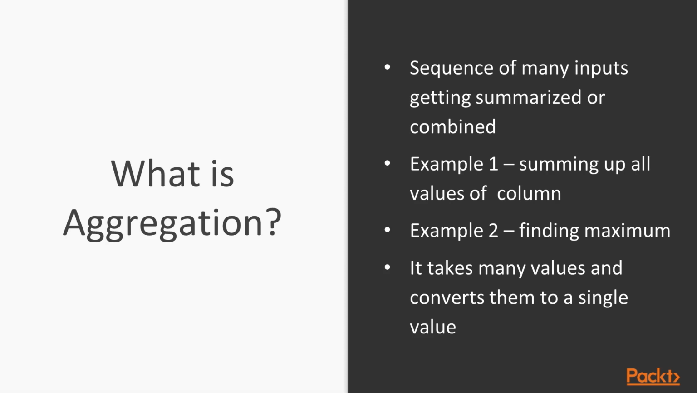Now, the first question which may bother you is what actually an aggregation is. In our data analysis world, an aggregation takes place when a sequence of many inputs gets summarized or combined into a single value output. For example, summing up all the values of a column or finding its maximum are common aggregations applied on a single sequence of data. An aggregation simply takes many values and converts them down to a single value.